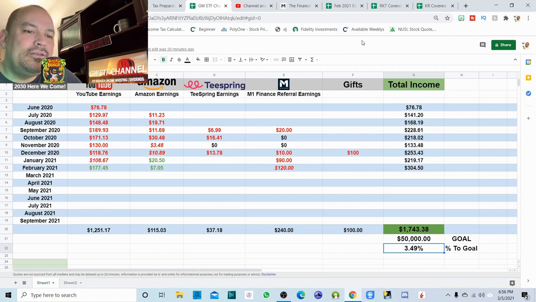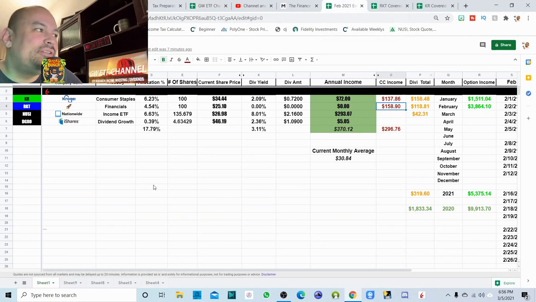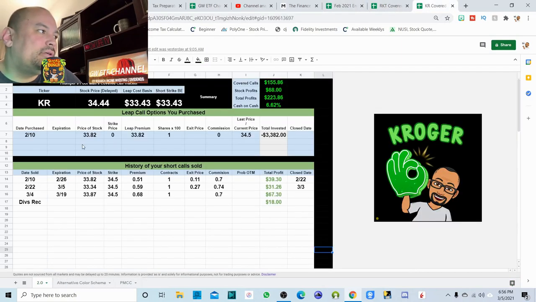If anybody's been with me for a while, you know my portfolio has evolved, and this month is no different. It's been evolving every month, and I pretty much gutted my account. We'll see the holdings here. Basically four holdings. I have 100 shares of Kroger, which I bought on February 10th at a price of $33.82.